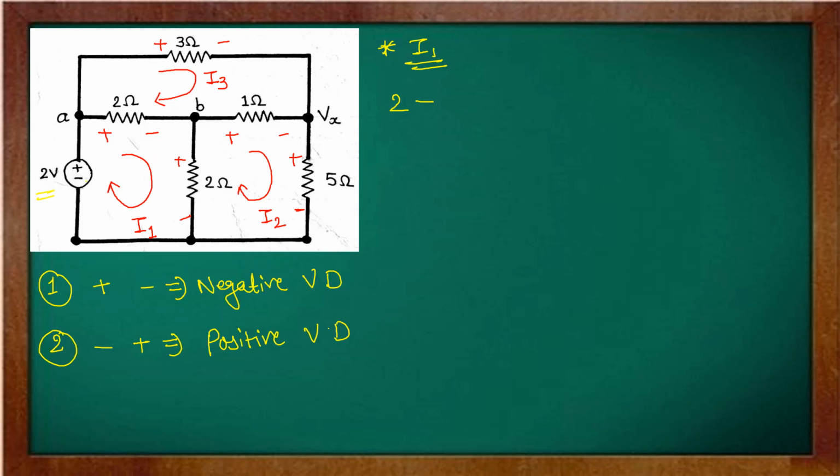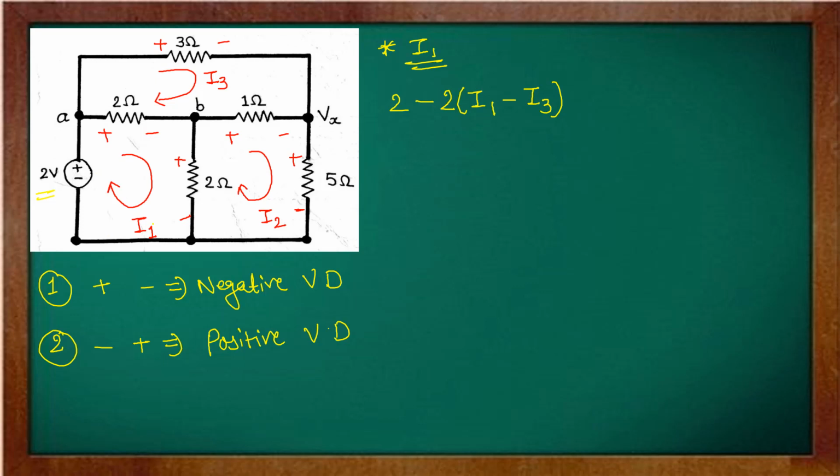Now, how can we find the voltage across the resistor? Simple, using Ohm's law, V equals IR. The value of the resistor is 2 and the current is what? This element is part of two different loops, one is I1, another is I3. So just check the current direction. I1 is entering from the positive terminal and I3 is entering from the negative terminal. So the current is I1 minus I3.